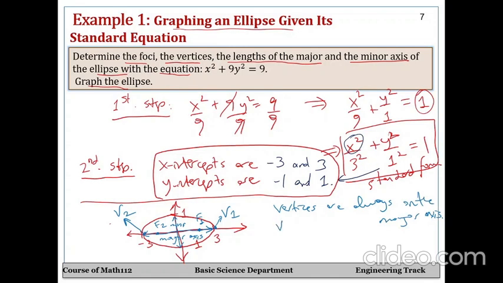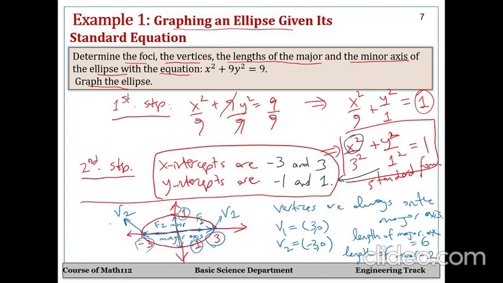So what is V1? It's (3, 0), and V2 is here, (-3, 0). And the length of the major axis is what? Major axis, it's 6, because it's from -3 to 3. And then the length of the minor axis, it is from 1 to -1, so this has to be 2.